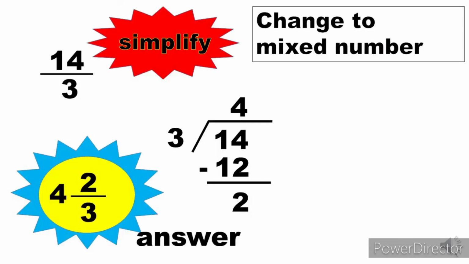Para maging mixed number ang 14 over 3, i-divide natin 14 divided by 3. 14 divided by 3 is 4. So, 4 times 3 is equal to 12. And then, subtract natin. 14 minus 12 is equal to 2. Okay? So, yung quotient natin, which is 4, yun yung whole number. And then, yung 2 na remainder, gagawin natin siyang numerator. And then, yung 3 sa divisor, gagawin natin siyang denominator. So, equivalent ng 14 over 3 is 4 and 2/3 sa mixed number.